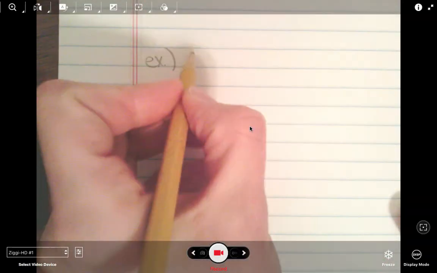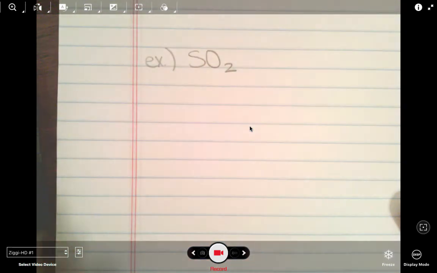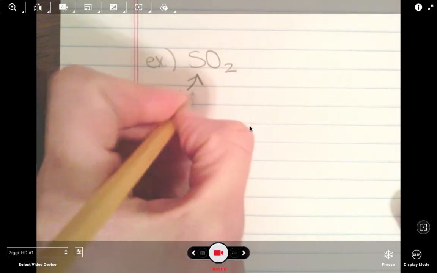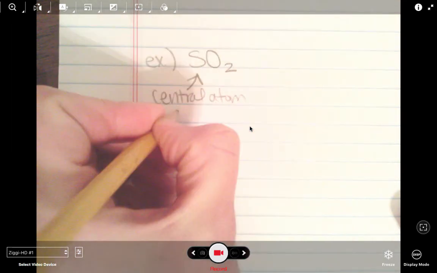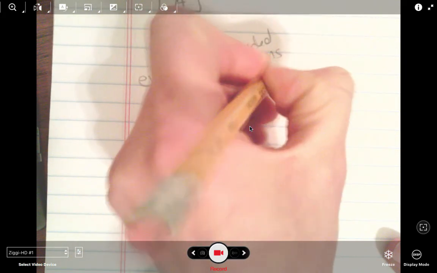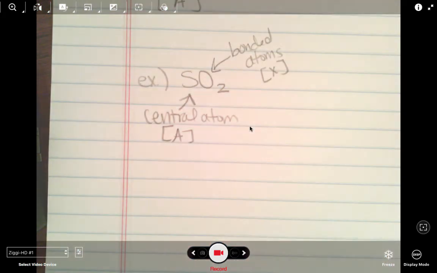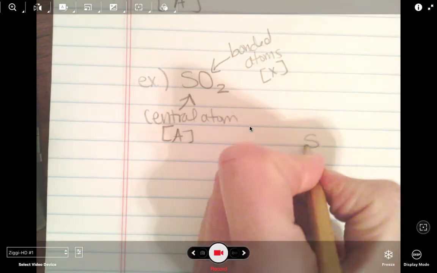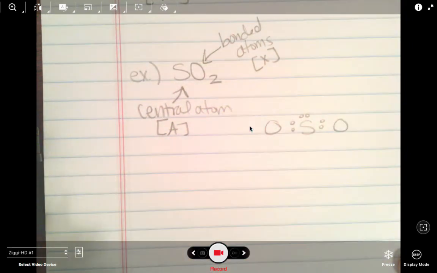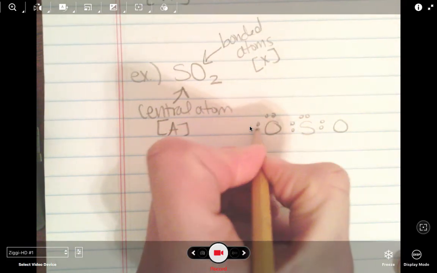Example is going to be SO2. The first element, sulfur, is going to be my central atom, which is represented by the letter A. And then I have 2 oxygens, which are my bonded atoms, which is represented by the letter X. I need to draw the Lewis dot structure to determine if there are any lone pairs. So sulfur has 6 valence electrons. Oxygen, 1 on either side for symmetry, also has 6 valence electrons.